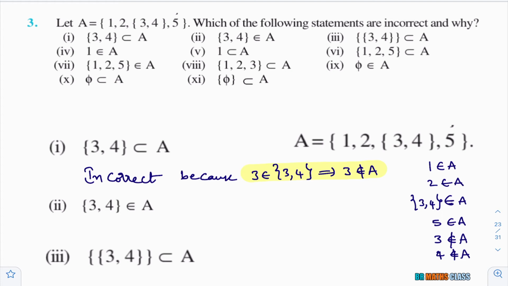Okay. Now, come to this second bit. What is the second bit? Here, belong symbol is given. Please observe carefully. This is the set 3 comma 4. Set 3 comma 4 is present in set A. You look here, I already wrote what is present in set A. Set 3 comma 4 belongs to set A. As an element, it is present in set A. So, belongs is the suitable symbol here. So, is the statement correct or incorrect? The statement is correct.